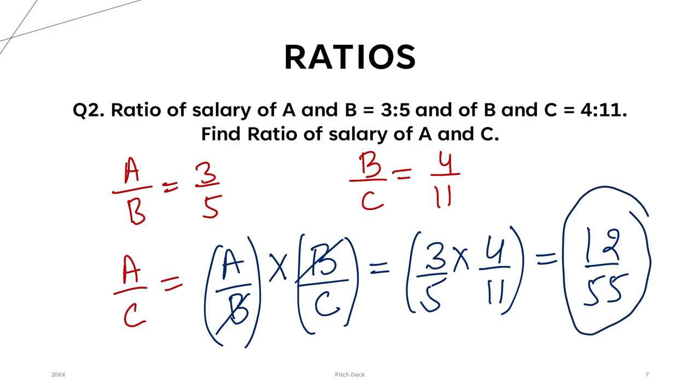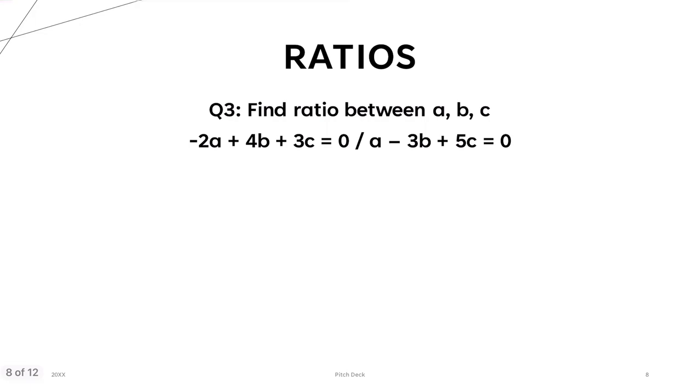How did we do it? To find A by C, we have to multiply A by B and B by C. B and B will cancel out. You will be left with A by C, the final ratio. Right? Moving on. Next part.